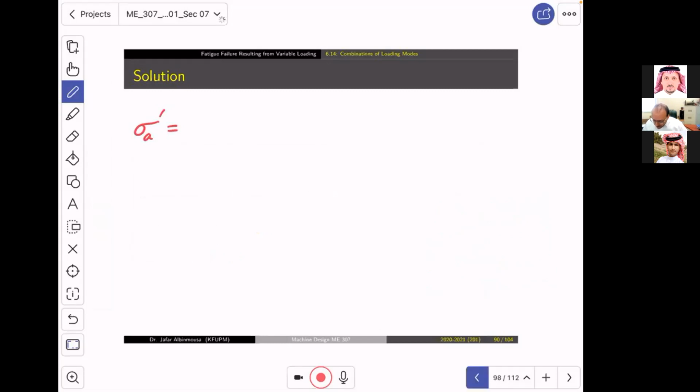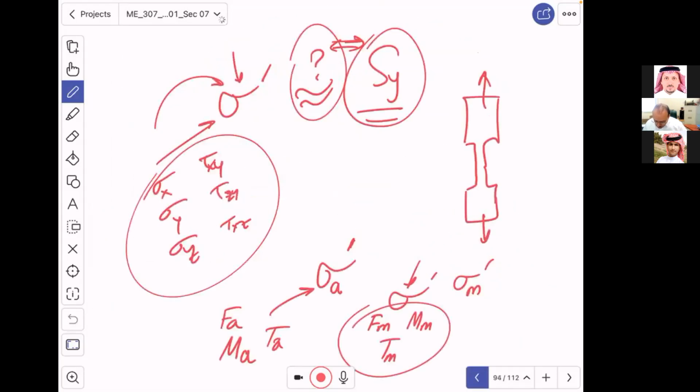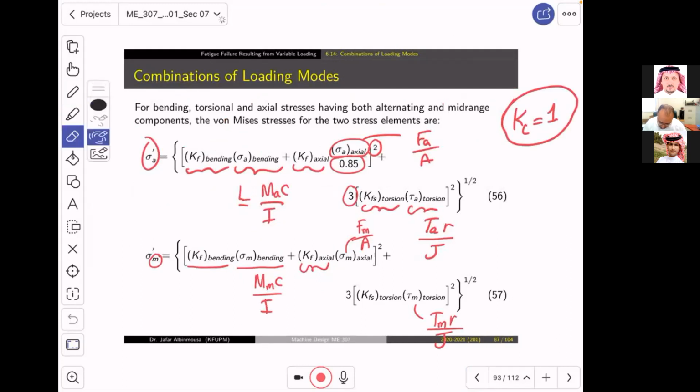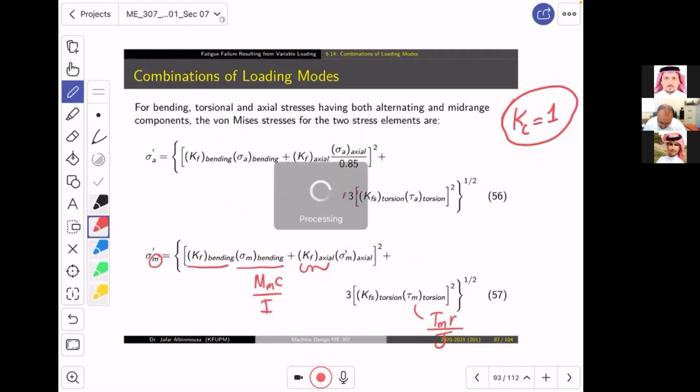So if I go back to this equation, what will happen? Look what will happen. I'm just going to show you what will happen. Now, this one is 1. This one doesn't exist because there is no sigma because of axial loading. And look, I actually need to do it for both.